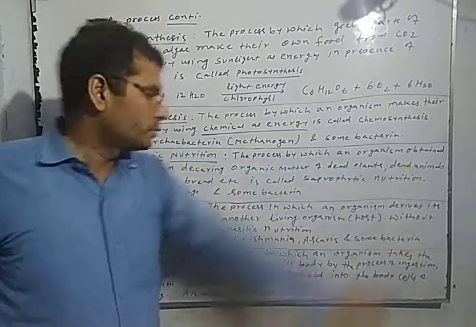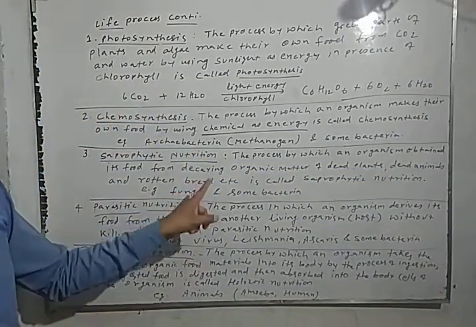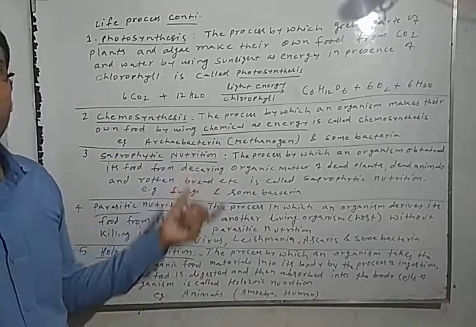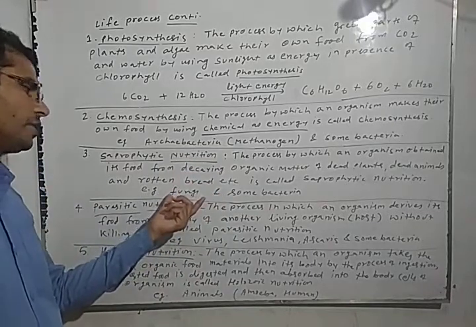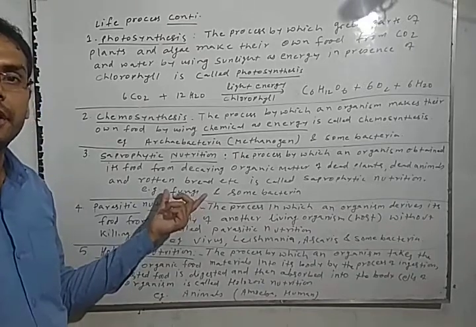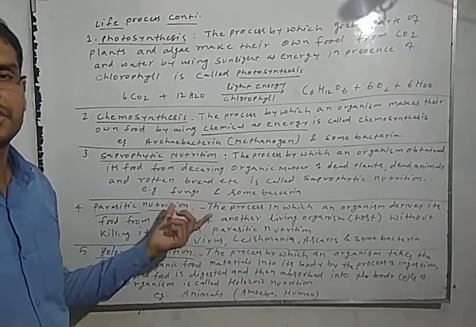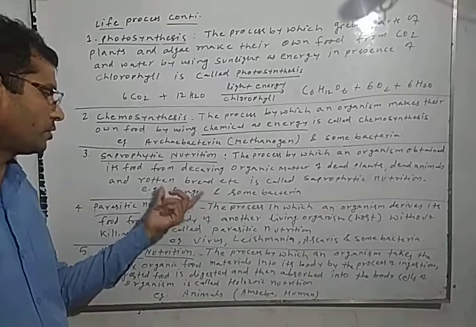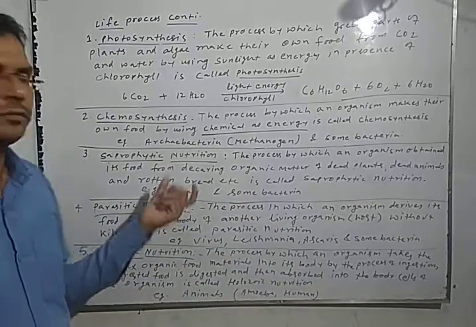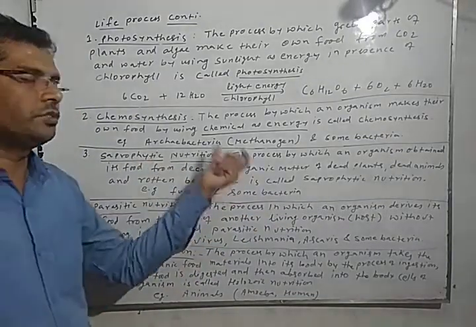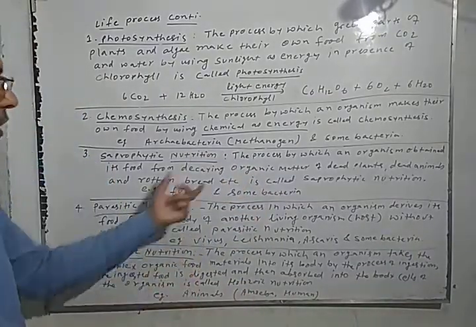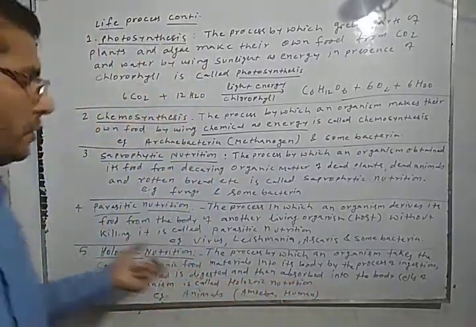dead animal parts, and rotten bread is called saprophytic nutrition. In this type of nutrition, some organisms are included such as fungi like bread molds, mushrooms, penicillium, etc. And some bacteria are also included in this type of nutrition. So in saprophytic nutrition, the organisms obtain their food from dead and decaying organic matter.